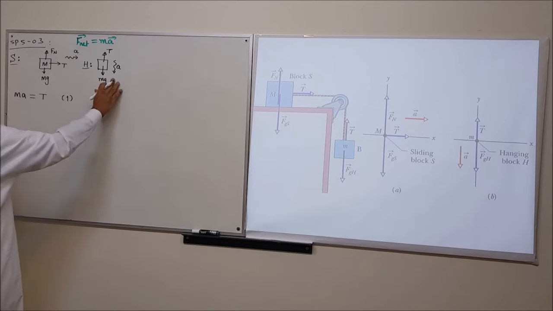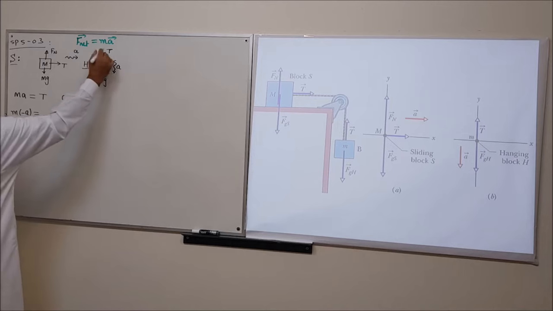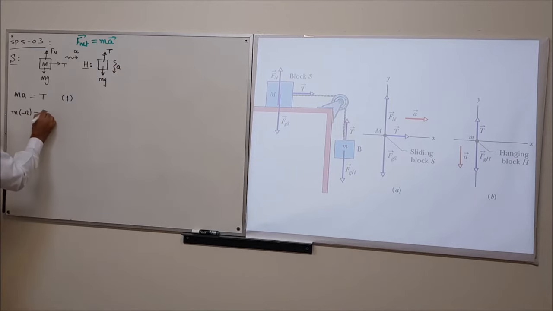Now let's do the same thing here. Small m into minus A, since A is in the negative y direction, is equal to the net force. What net force do we have? The tension is upward, it is positive, and the gravitational force is downward, so that is minus mg. Let's multiply through by minus 1, so this would be small ma is equal to minus T plus small mg. And there is our second equation.